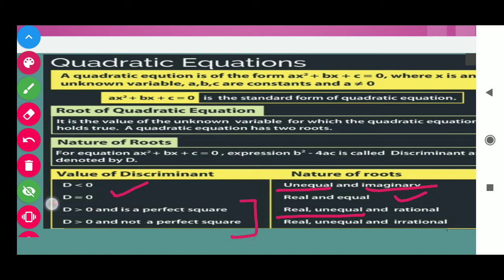If discriminant is greater than 0 and a perfect square, then roots are rational, and if not a perfect square, then roots are irrational. This is for knowledge, but for your NCERT exercise, you have to remember the result that if D is less than 0, then roots are unequal, imaginary, and if D is equal to 0, that is really very important. If D is 0, then roots are real and equal. But if D is greater than 0, then roots are real and unequal. Okay? So students, let's start doing exercise.